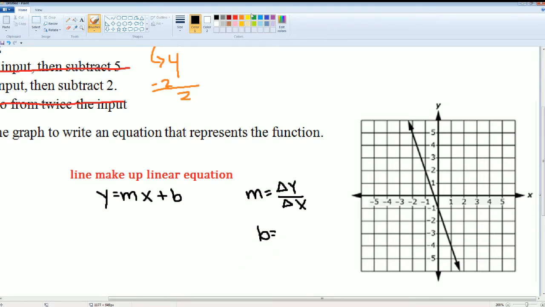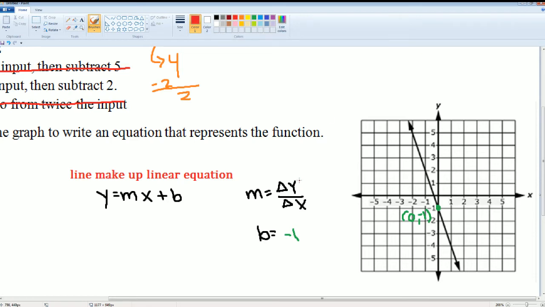So let's get b first, my starting point. Where does it start? Does it start up here? Nope. Does it start here? Nope. It starts right here. That value is -1. Okay? Because this is the point 0 for your x and -1 for your y. That is why your y-intercept is -1.